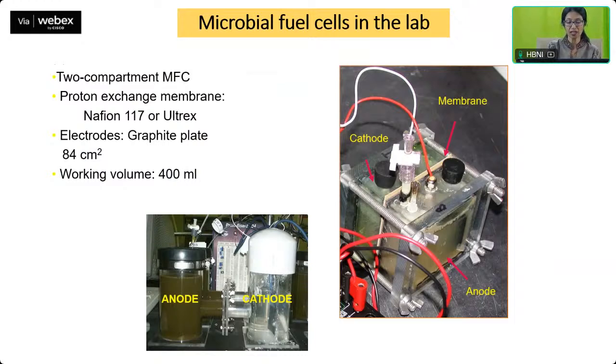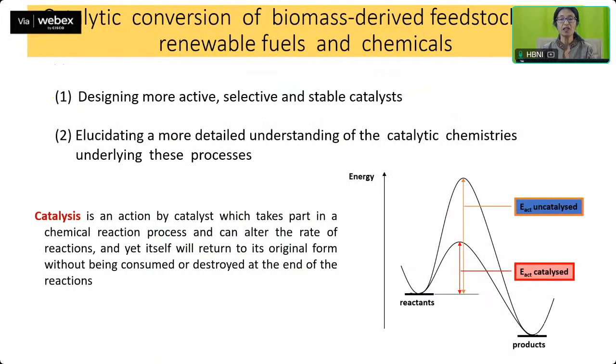So you can have this kind of anode. You can see the biomass over here in the anode, and then you have the cathode, and this is how the electricity is getting generated with the MFCs. One of the very important points, as I said, is that we are talking about heterogeneous catalysis and also homogeneous catalysis, which we'll cover.